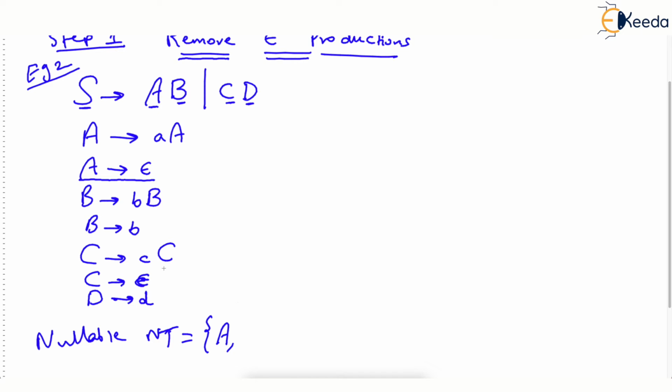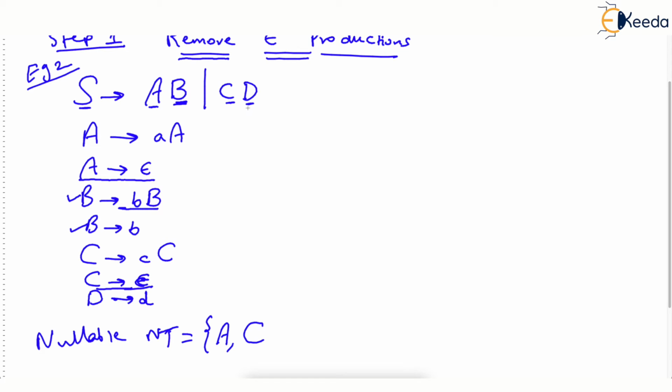Then observe C derives epsilon. Check this production. So C is also nullable. Is B nullable? Let's question out. Is B nullable? Now B derives two things. B either derives small b capital B or B derives small b. That means in no way B derives epsilon. We don't have any such production where B can derive epsilon. So B is not nullable.